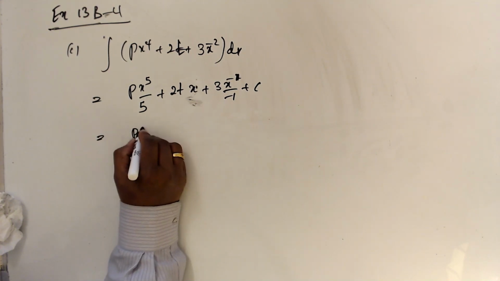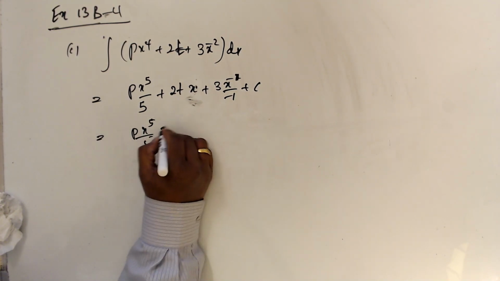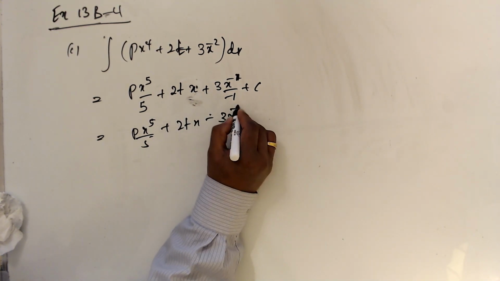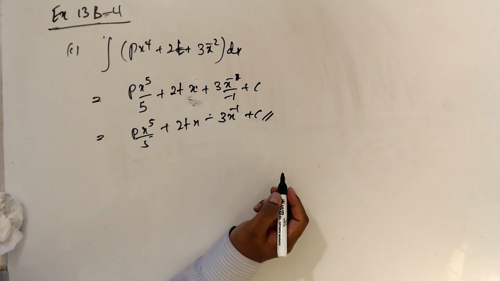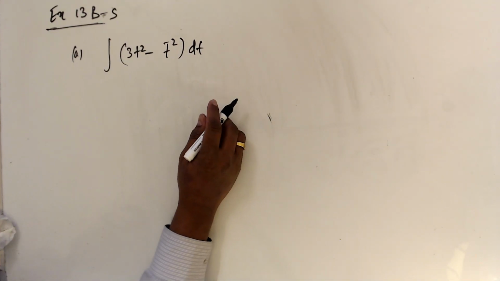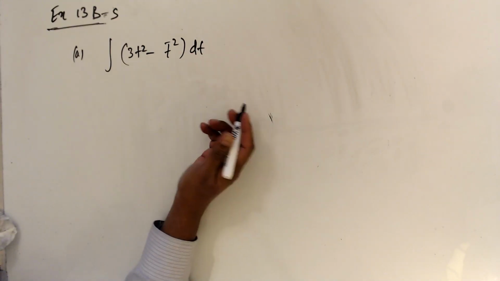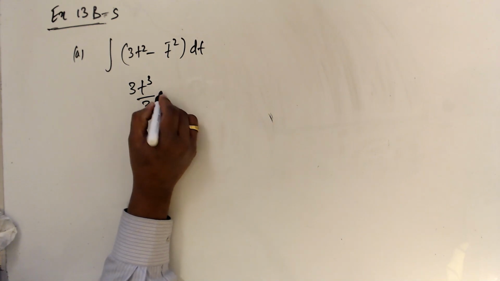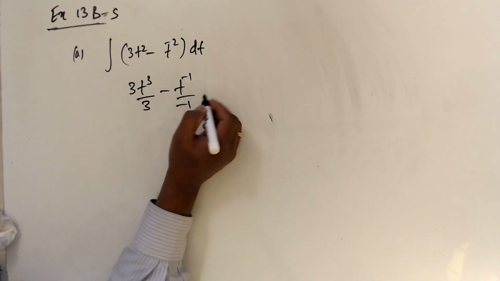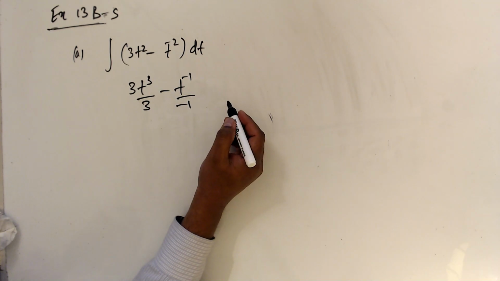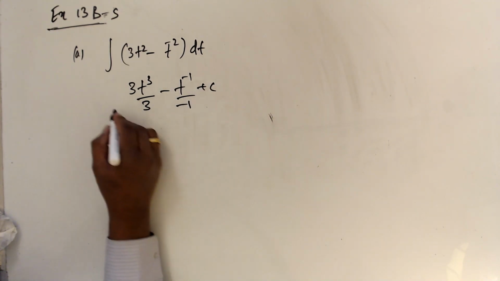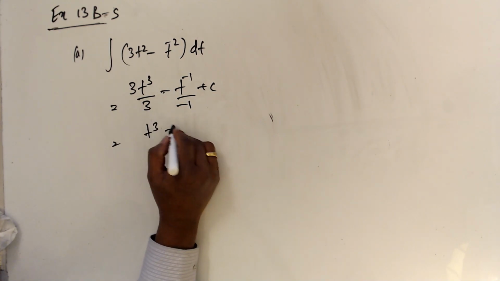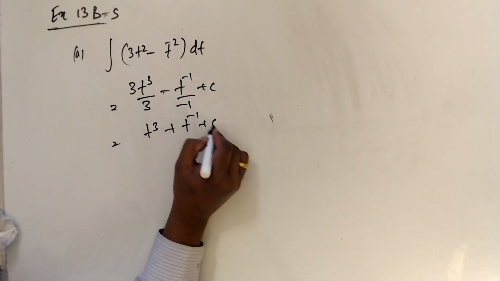So px^5/5 + 2tx - 3x^-1 + c. Now we have question number 5. Instead of x, now it is t, still the same scenario. So t^3/3 - t^-1/-1, you add -2+1 = -1, plus c. So this is going to be, 3 and 3 cancel out, t. This is minus times minus, plus t^-1 plus c.